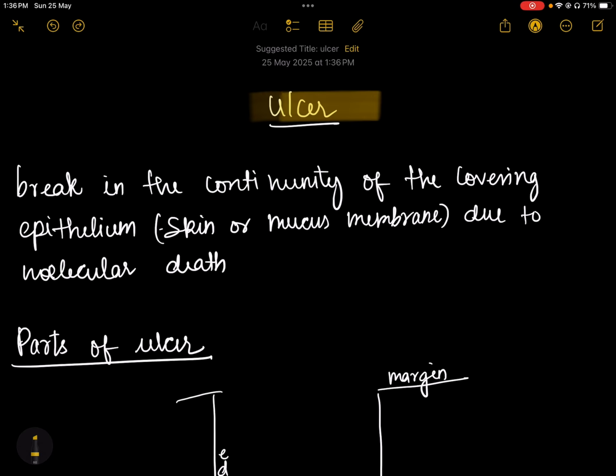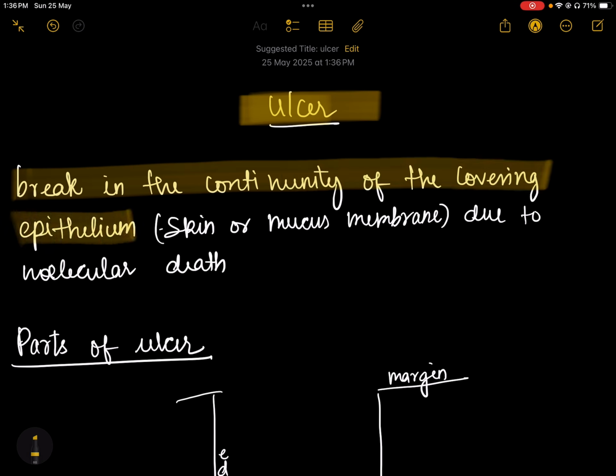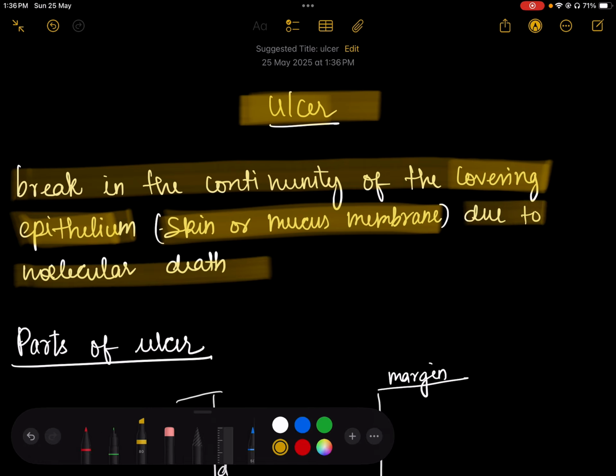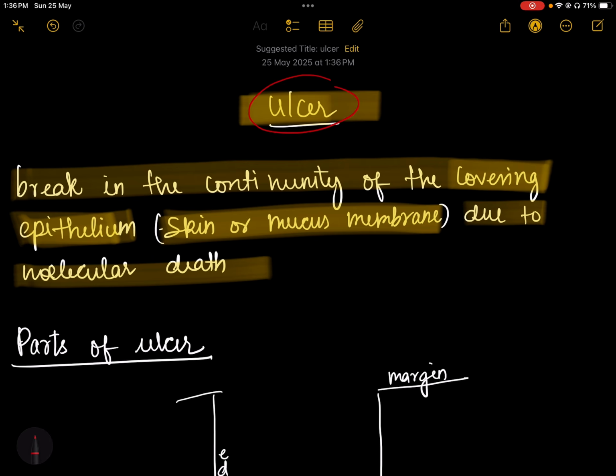So today we are going to talk about ulcer. Ulcer is a break in the continuity of the covering epithelium. This covering epithelium might be skin or mucous membrane, and it is due to molecular death. Once again, the definition of ulcer is a break in the continuity of the covering epithelium due to molecular death.